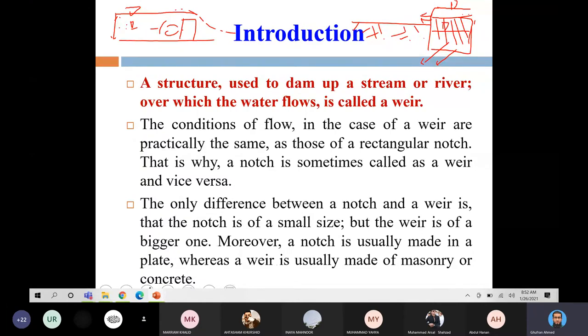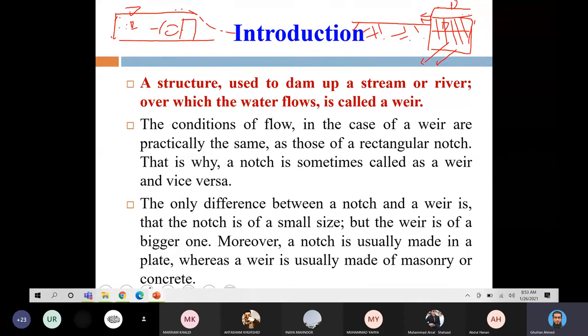The conditions of the flow in the case of a weir are practically the same as those of a rectangular notch. That is why a notch is sometimes called a weir, and vice versa. The only difference between a notch and a weir is that a notch is of small size, but the weir is of a bigger one. Moreover, a notch is usually made in a plate, whereas a weir is usually made of masonry or concrete.